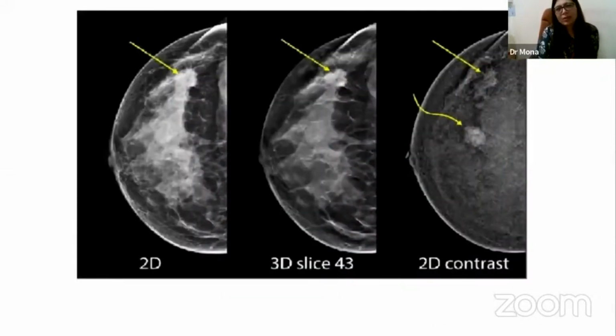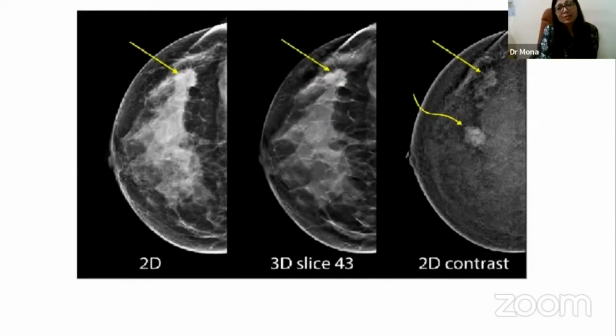Yeah, this is also another image where this is a 2D image, and this is a 3D image. This 2D image shows this mass here in the outer quadrant of the breast. Here in the 3D tomosynthesis, you can see the spiculations well. And once we have injected the iodinated contrast and done a subtraction image following that, this is how the lesions appear. So there's not only one lesion, but now this lesion was not seen anywhere on these breasts.